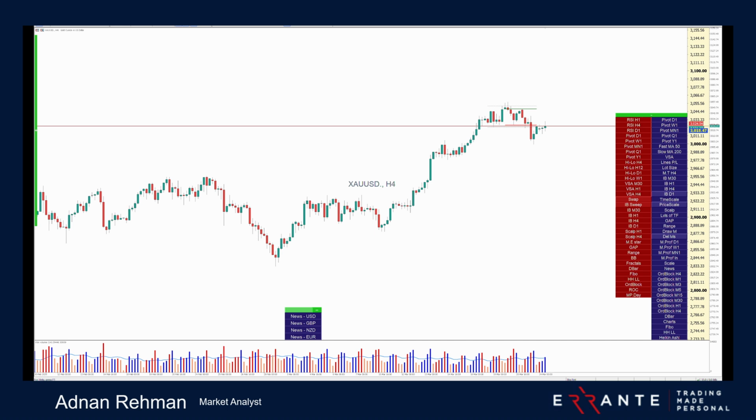On the other hand, do we have any VSA signals? Even while having all of these things, the VSA also gave us the same picture. Let me show you where that is. See, at the same levels, the sweep plus this VSA no demand setup. So now you can see these wicks forming over here. Any bearish movement, bearish engulfing candle, or even a no demand candle over here can move the market towards the downside.